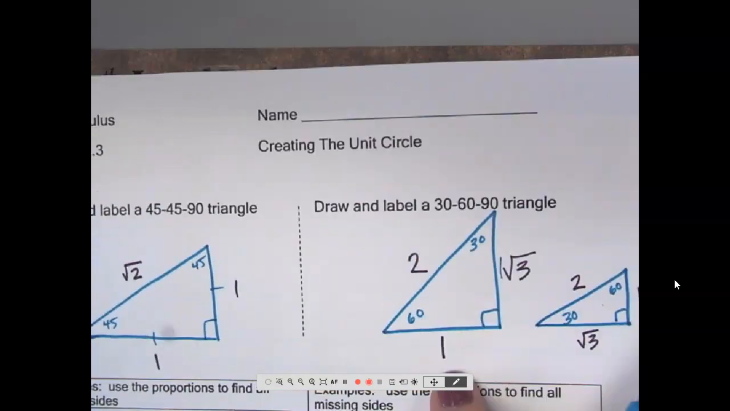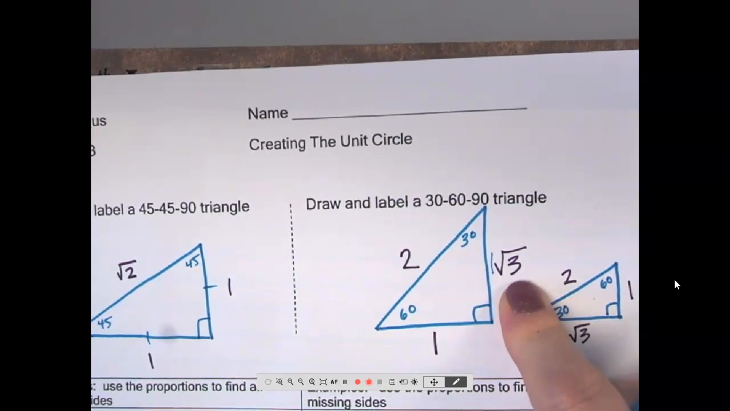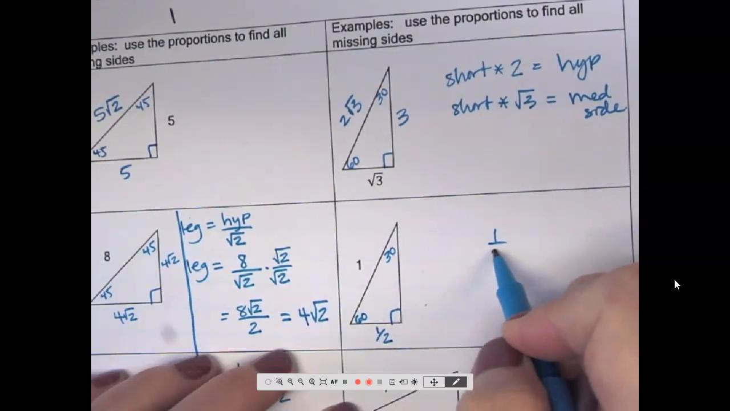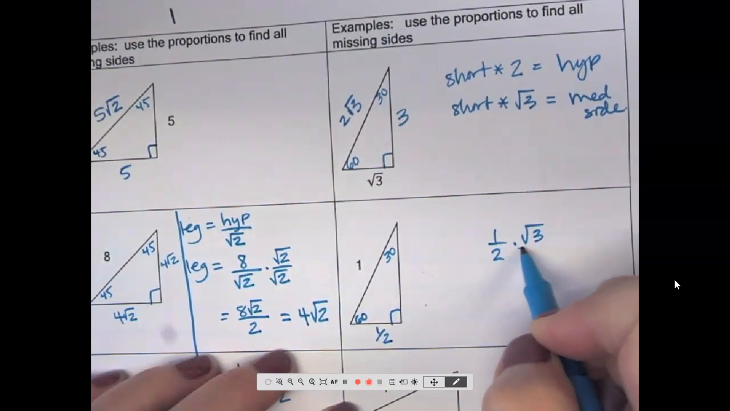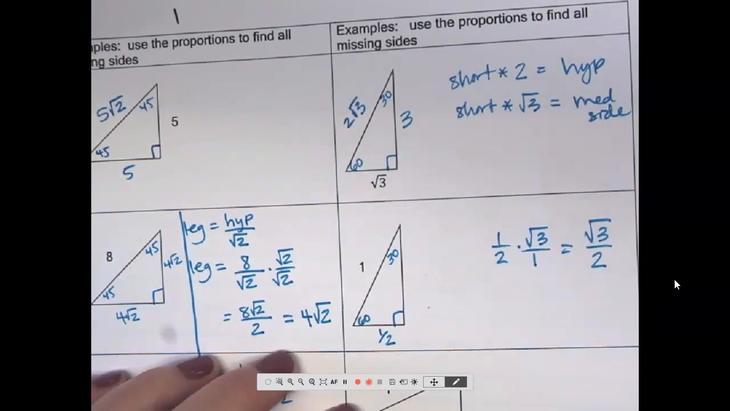Okay, if I know the short side, how do I find this one? I multiply it by square root of 3. What is 1/2 times square root of 3? Square root of 3 over 2.